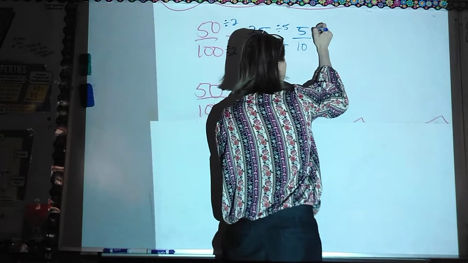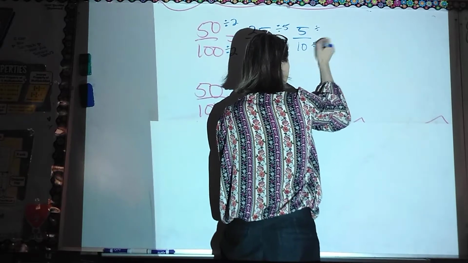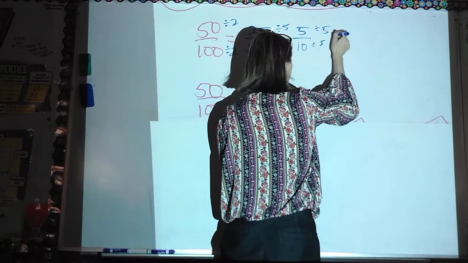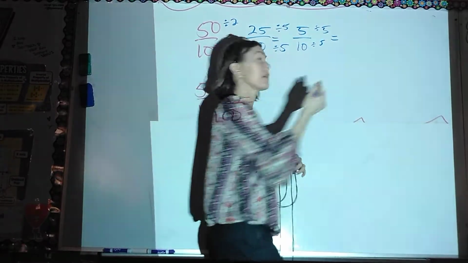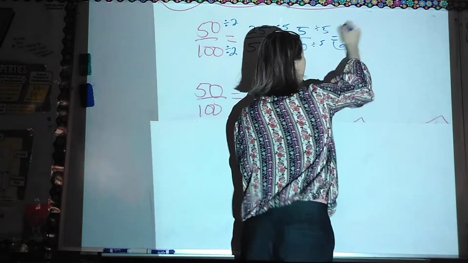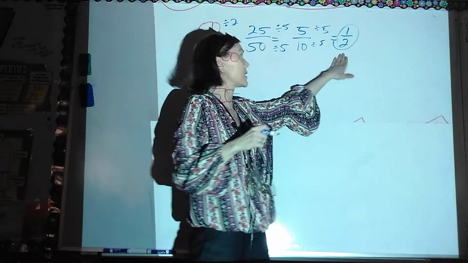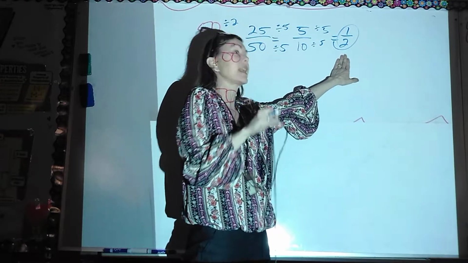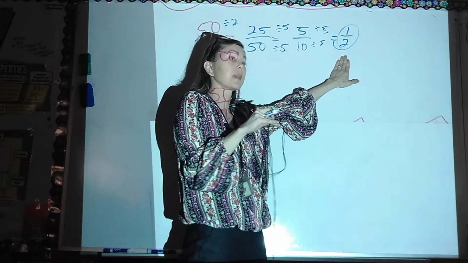They're both, once again, divisible by 5, but you'll see the point that I'm trying to make very quickly. So 5 divided by 5 is 1, and 10 divided by 5 is 2. So now we have to ask ourselves, is this as simplified as we can get? Yes. So we stop here.